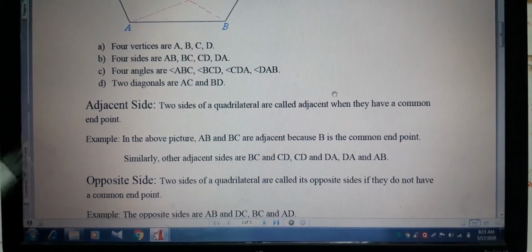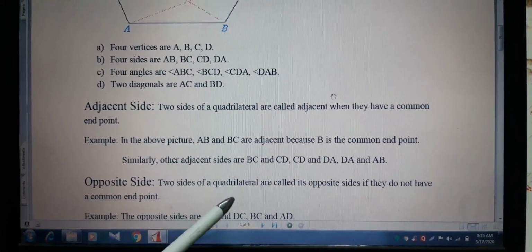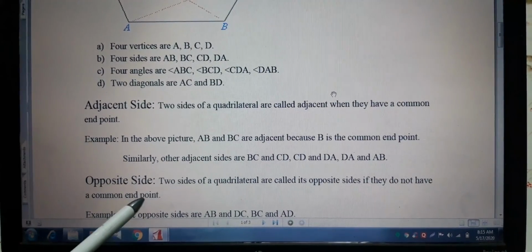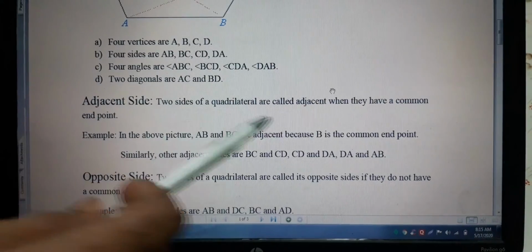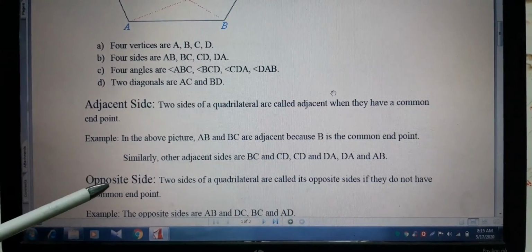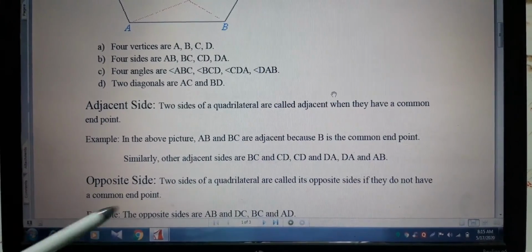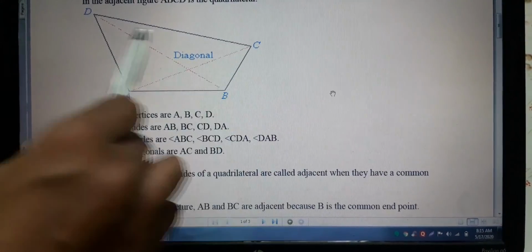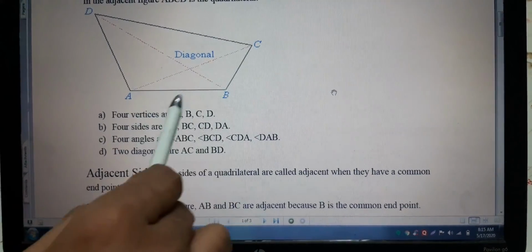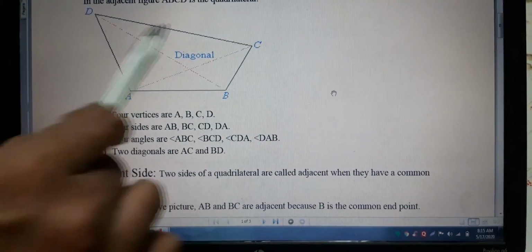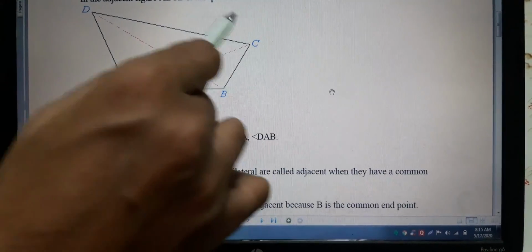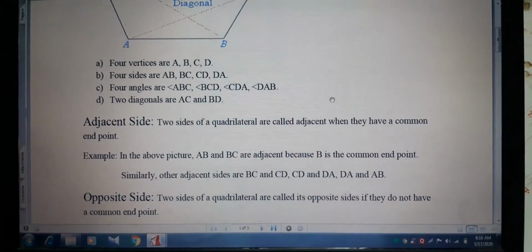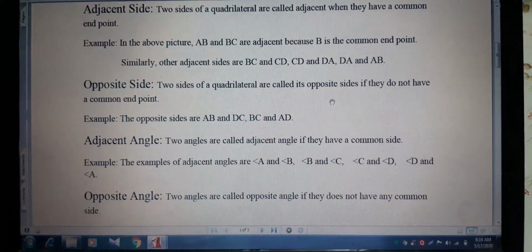Now, what is the meaning of opposite side? Two sides of a quadrilateral are called opposite sides if they do not have a common end point. Adjacent sides have a common end point, but opposite sides do not. Just see the picture. Here are two sides AB and CD. The end points of AB are A and B, but the end points of CD are C and D. So these two lines do not have a common end point, so these two sides are known as opposite sides.